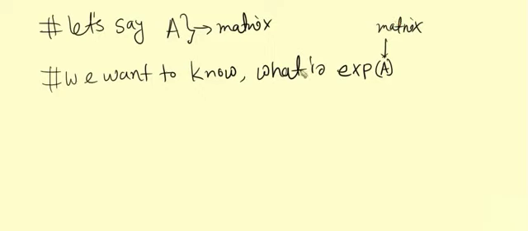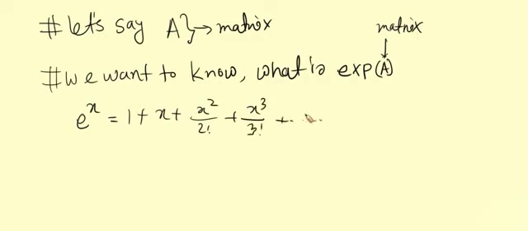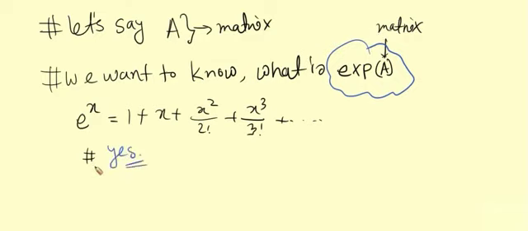So recall that if we had a number, say e to the power x, we could write the power series, or let me just write it explicitly instead of a sum. We could write it like 1 plus x plus x squared by 2 factorial, x cubed by 3 factorial, and so on, right? So now we ask, can we do something similar when we are taking the matrix as an argument? The answer is yes. So how do we do that?